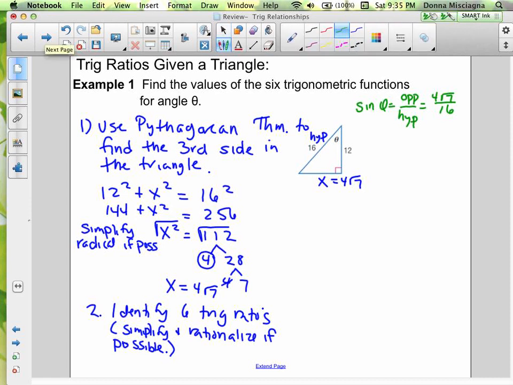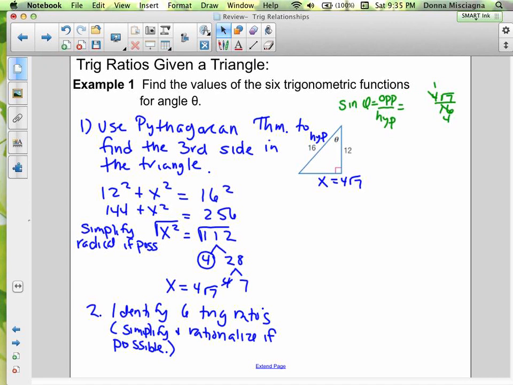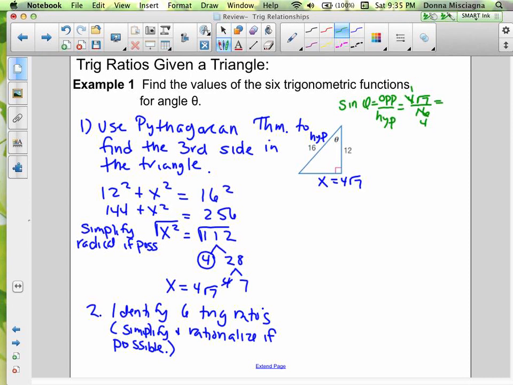And by the way, this is in your notes. So the 4 and the 16 reduce, right? Both divisible by 4. So that's going to be 1 and 4. So this is going to be equal to the square root of 7 divided by 4.